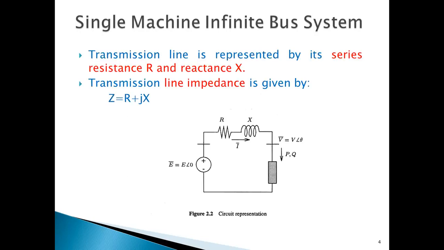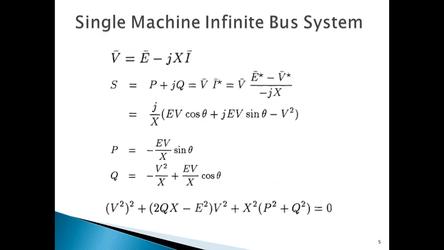Let us apply Kirchhoff's voltage law to this circuit. We are all aware that the voltage around a closed path is equal to 0. In other words, voltage rise is equal to voltage drop. What is the voltage rise here in this equation? E vector, it has got magnitude as well as angle, that is E angle 0. And the voltage drop is nothing but the drop in the transmission line and the load bus voltage. So therefore, we can write it as E is equal to V plus jXI.